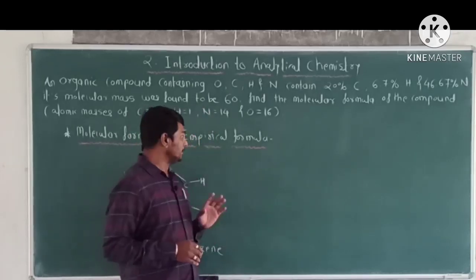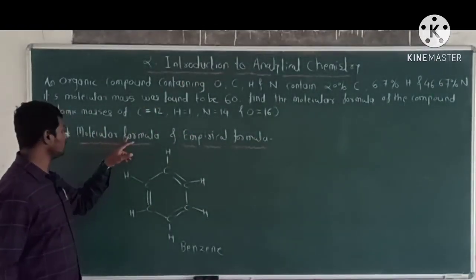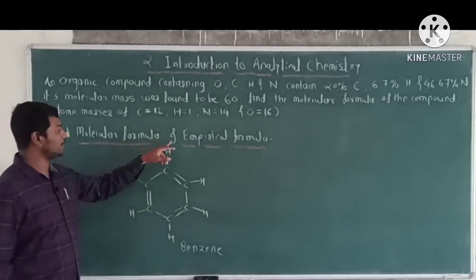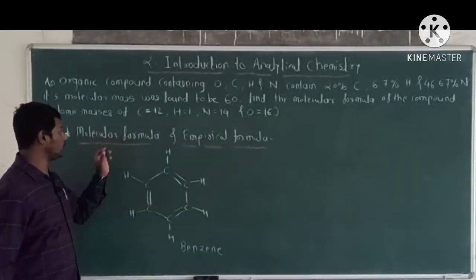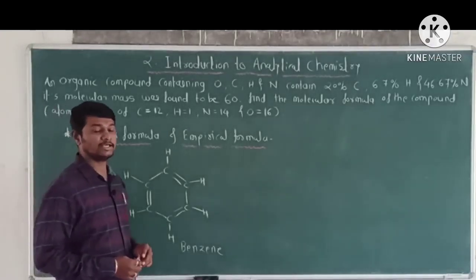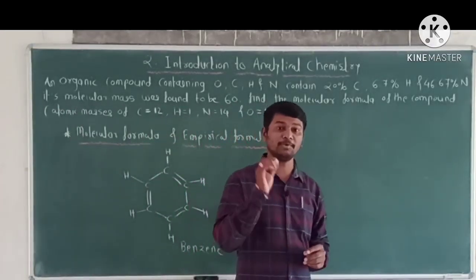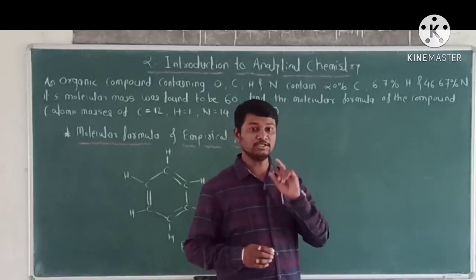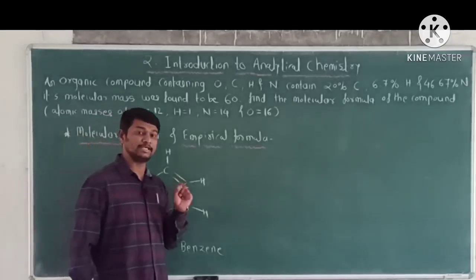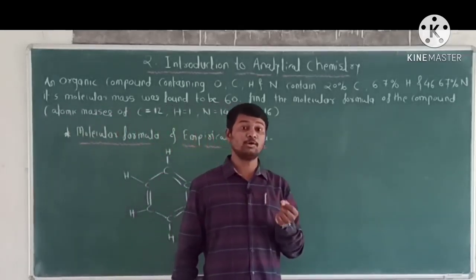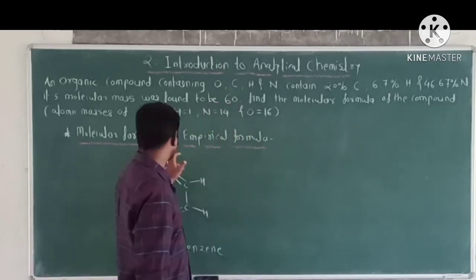Now the next point of this chapter is molecular formula and empirical formula. First of all, molecular formula. The molecular formula is the formula which indicates the actual number of atoms of elements present in the molecule.